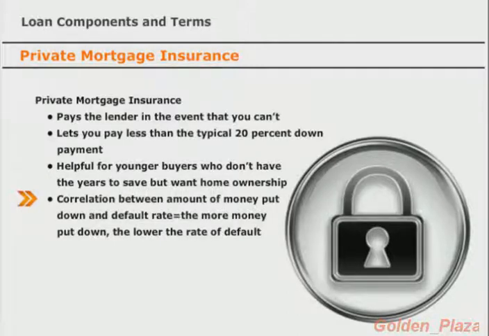Lenders have discovered that there is a definite correlation between the amount of money a borrower puts into the home and the rate of default on loans. The more money put down by the borrower, the lower the rate of default. Generally, if you put down more than 20% when buying a home, you won't have to pay PMI.